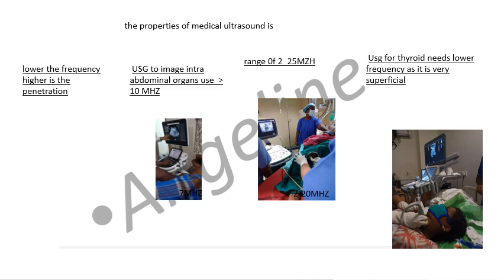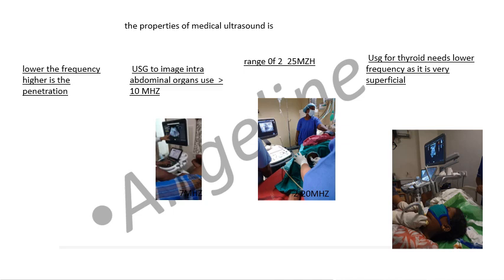Now, coming to the first multiple choice, the properties of a medical ultrasound, one of the answers should be true. Lower the frequency, higher is the penetration. We'll have a look. Ultrasound to image intra-abdominal organs uses more than 10 megahertz? No, they use 7 megahertz. So it is wrong. Range of medical ultrasound is 2 to 25 megahertz? No, it's 2 to 20 megahertz.